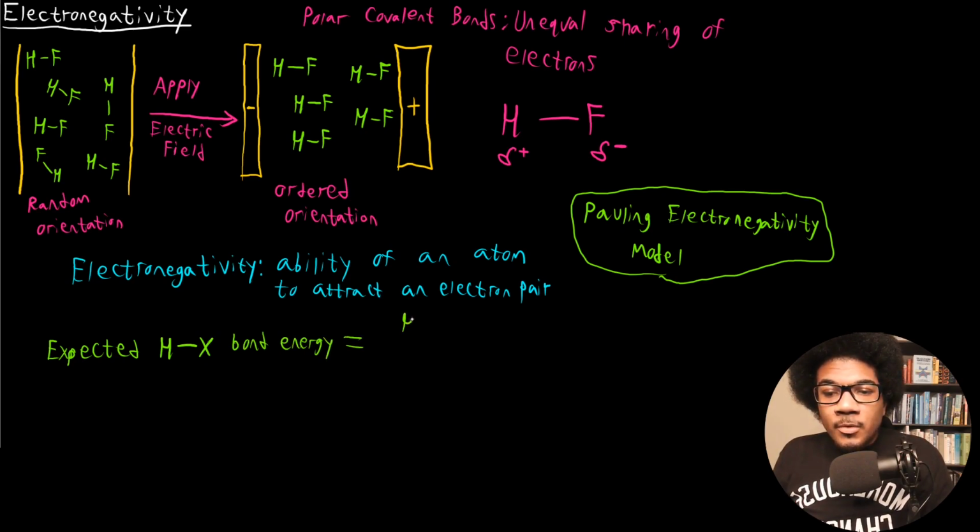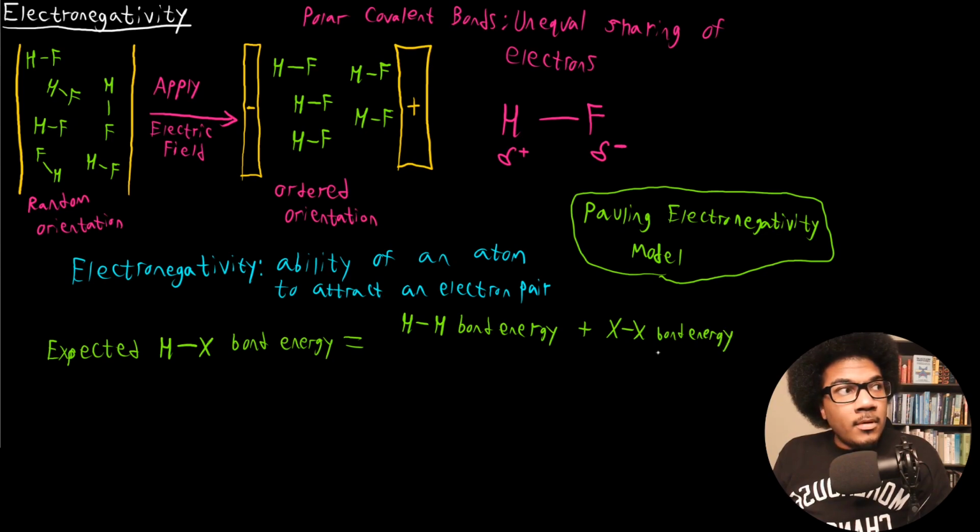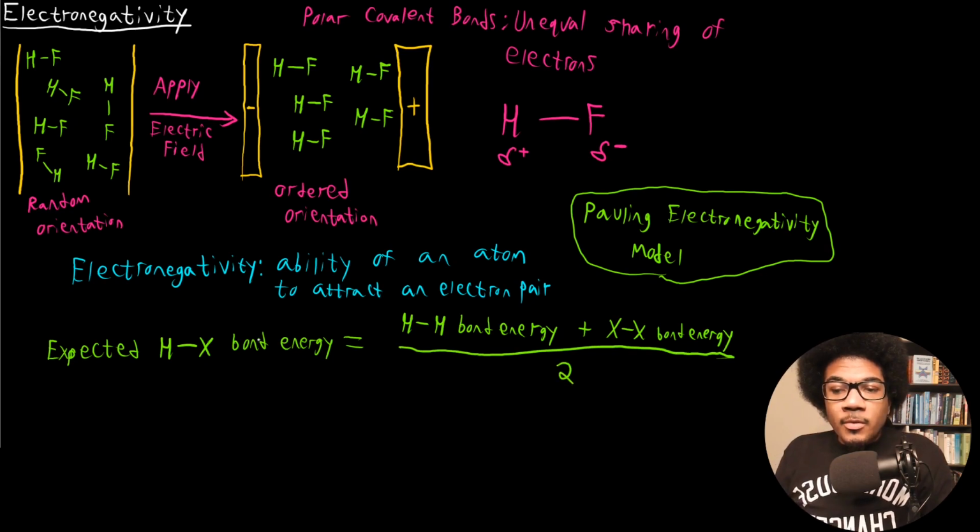And that's going to be equal to the bond energy of a hydrogen-hydrogen bond. So the hydrogen-hydrogen bond energy plus the XX bond energy, right? And then we're going to divide that by 2. So what this is basically saying is that what you would expect the HX bond energy to be would be a hydrogen-hydrogen bond energy plus the XX bond energy. So if X was bonded to X, that bond energy, hydrogen bonded to hydrogen, that bond energy, and divided by 2.